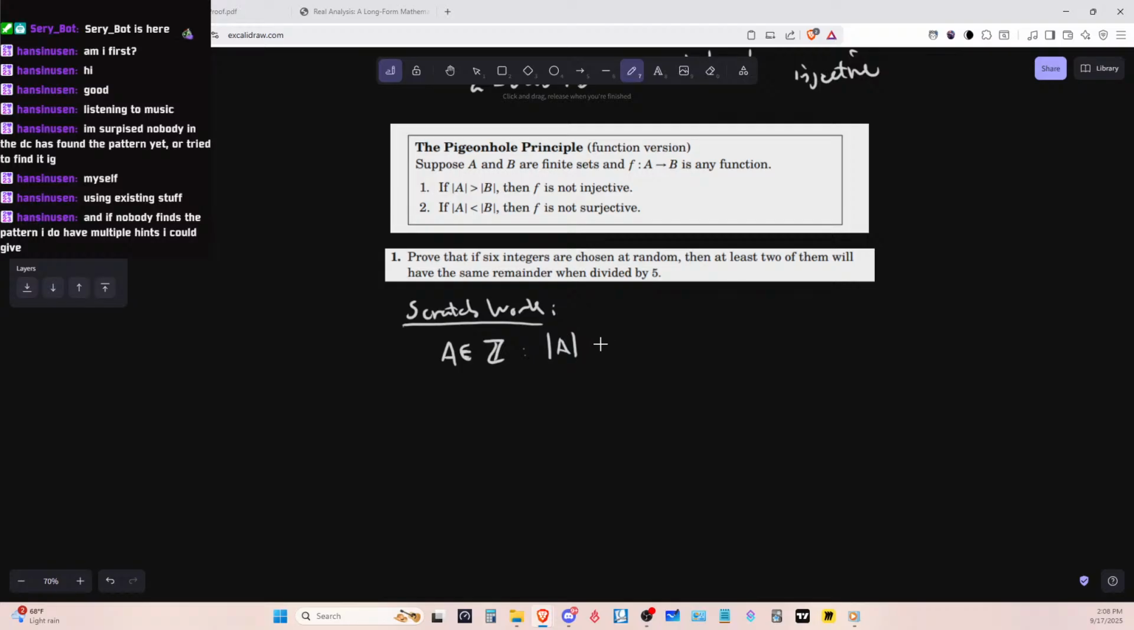Such that A's cardinality is equal to 6, and, no, actually I should put, not an element, but A is a subset of the integers, and is an element of A. So you prove that if 6 integers were chosen at random, then at least 2 of them will have the same remainder when divided by 5. Okay.